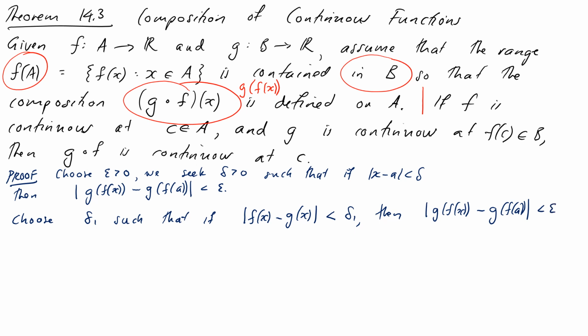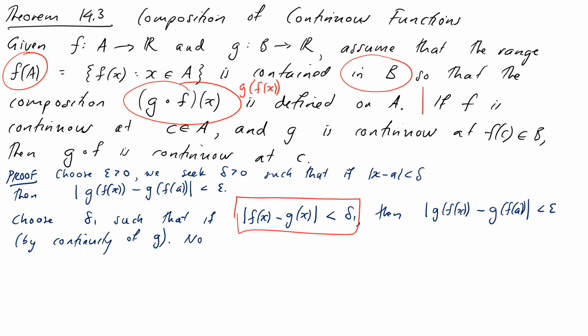Okay, so what I'm doing is I'm setting up the outside part of our composition first. So this is to do with the continuity of g. I can always make the absolute value of g of inputs minus g of point less than epsilon if I choose a sufficiently small delta, and I can always do this because g is continuous. So that is my delta 1. And now I'm just going to choose my regular delta to make sure that this quantity is actually that small.